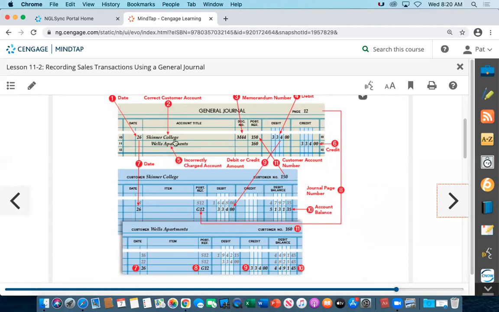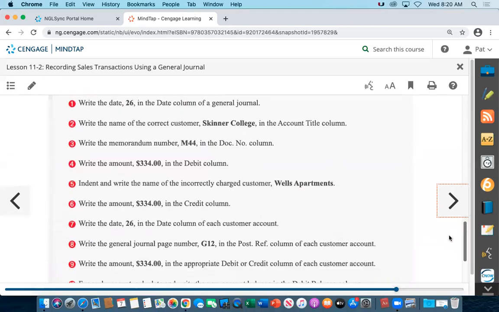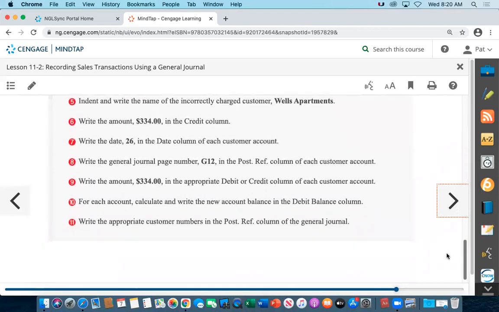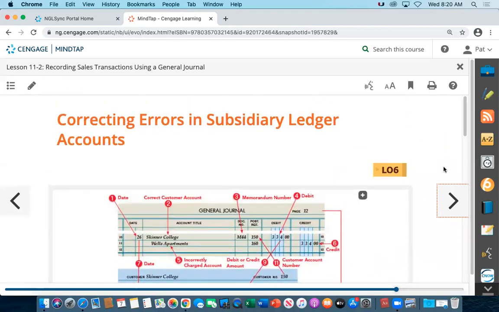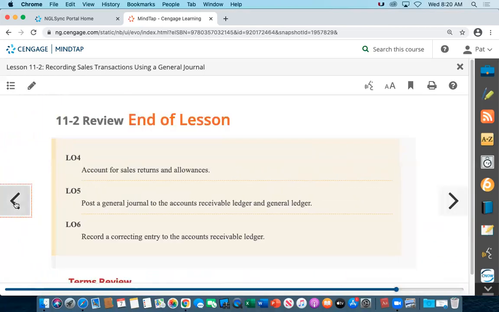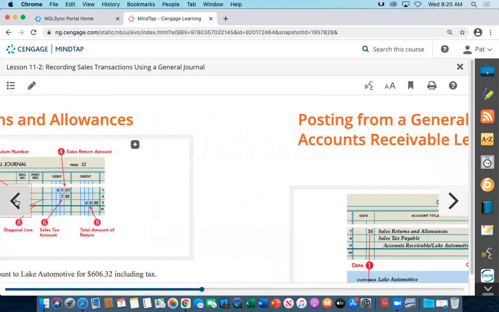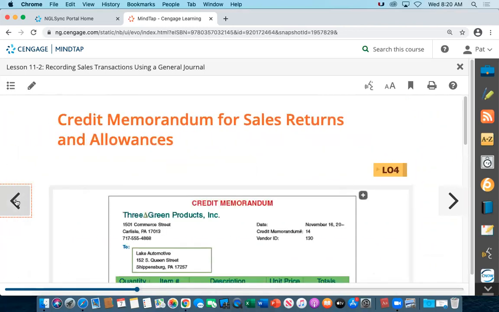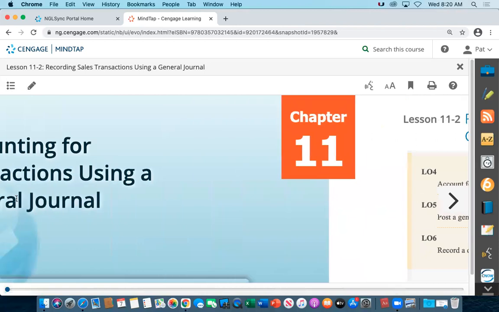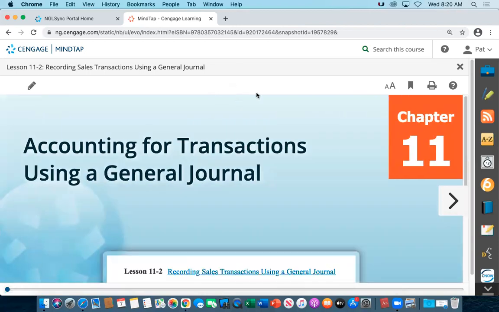So you'll debit Skinner, credit Wells, and that is all she wrote. And they got the steps right there. Just a correcting entry. So we have two entries we got to go over: a credit memorandum for customers that are returning merchandise, and a correcting entry when we accidentally charge the wrong vendor, the wrong customer or something. We got to correct it quick.